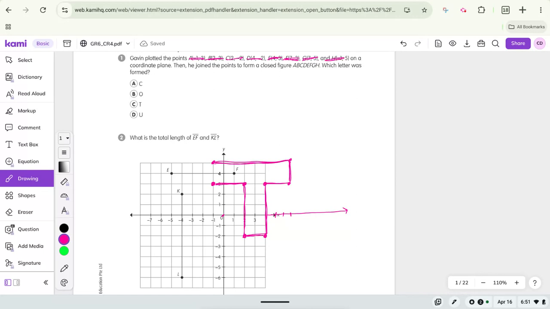And I can see if I connect that last point with the original, I can see that I have the letter T. So the points in number 1 create the letter T.